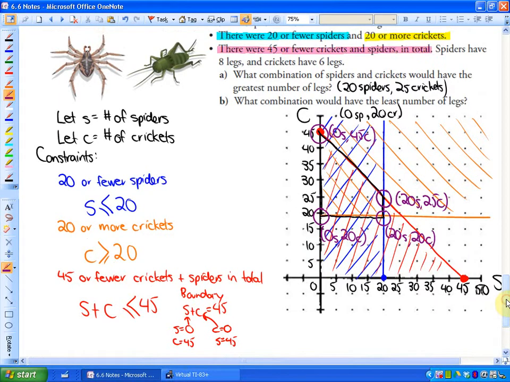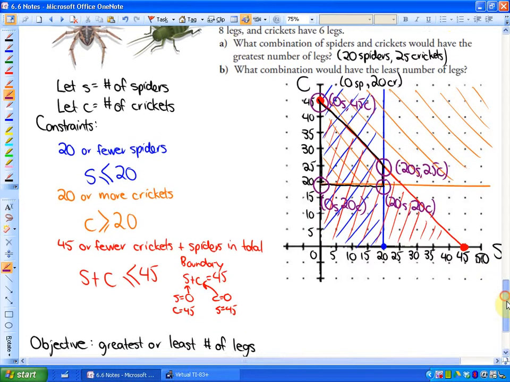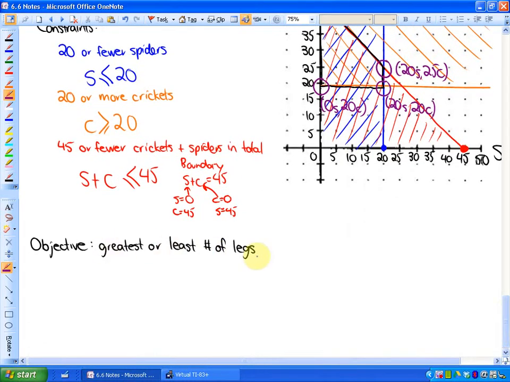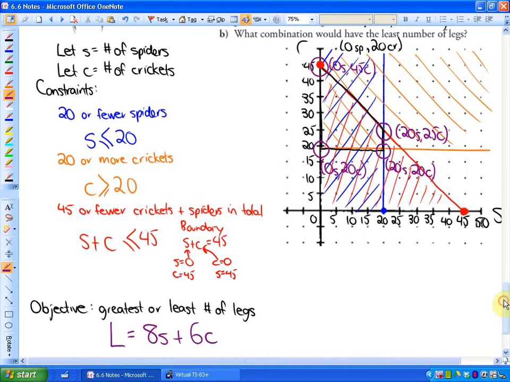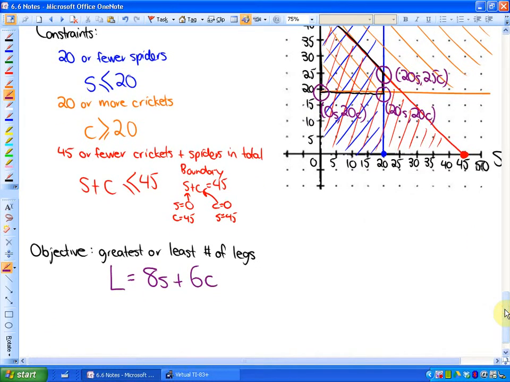And what we're trying to optimize, so maximum or minimum, is the number of legs. So the objective is the greatest or least number of legs. So if I'd like to represent that as an objective function, it would be that legs is equal to 8 per spider plus 6 per cricket. Okay, now to investigate these corners, I can already tell you that this would be the least number of legs, because 0 spiders and 20 crickets would have the least number of legs. So I don't even have to investigate any other points for the minimum. So the minimum is definitely going to be 0 spiders and 20 crickets.